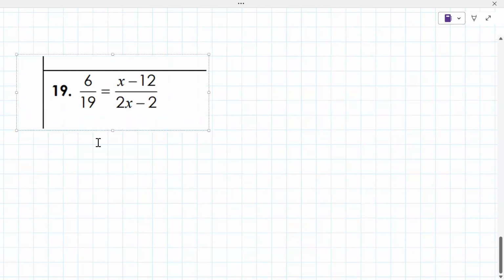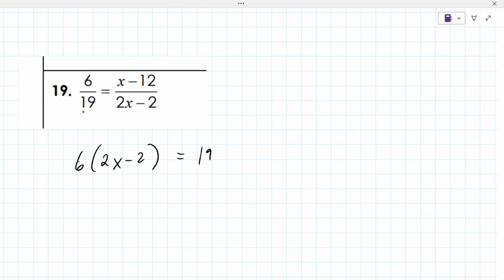All right. So you look here, 6 and 19. Is anything canceling? The answer is no. You have to do that same cross multiplying like we've been doing. All right, so take your time working through that. I don't know if this works out nicely or not yet.